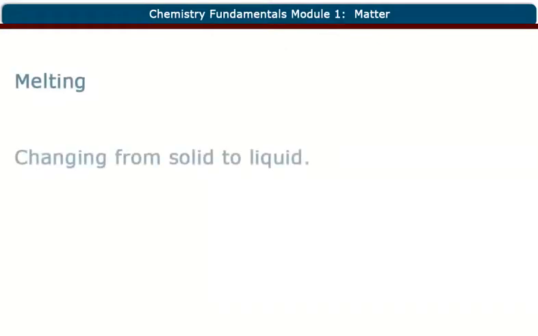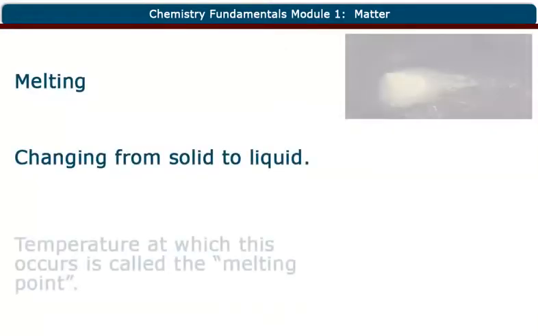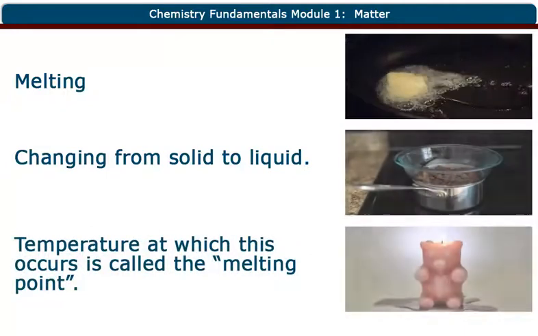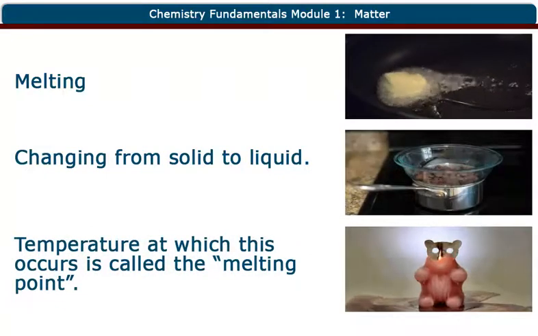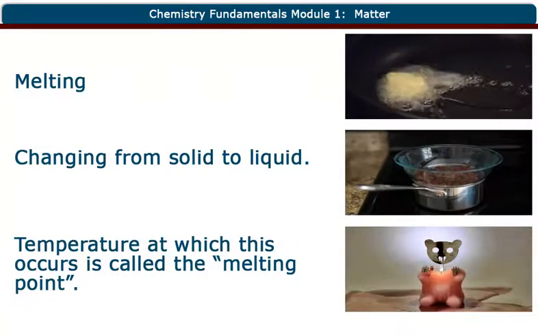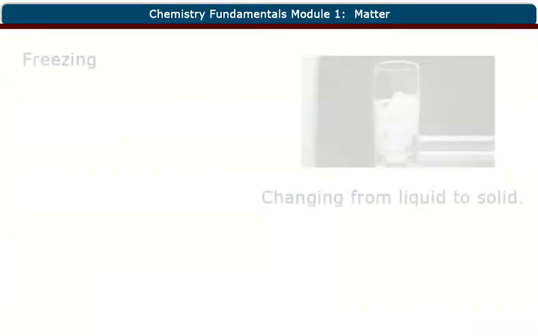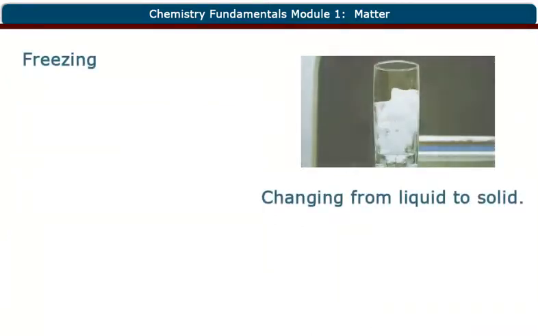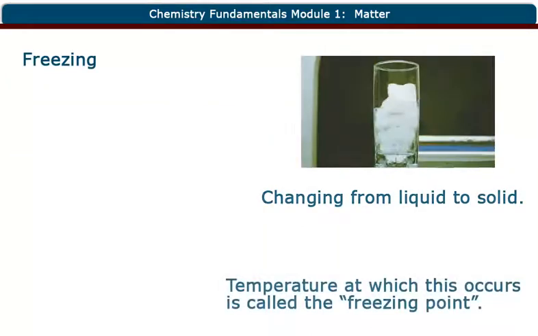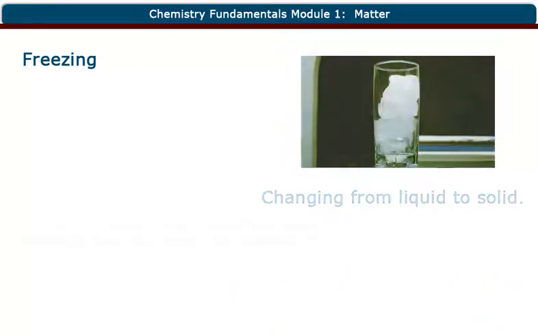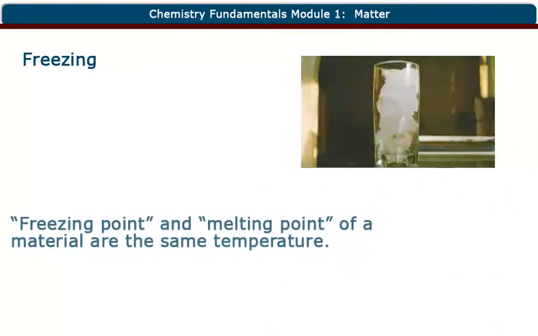Melting is changing from solid to liquid. The temperature at which this occurs is called the melting point. Freezing is changing from liquid to solid. The temperature at which this occurs is called the freezing point. Freezing point and melting point of a material are the same temperature.